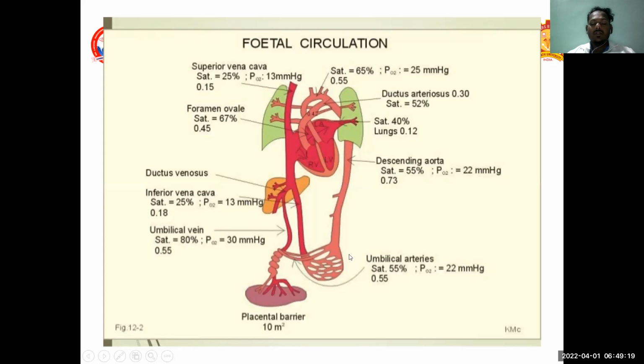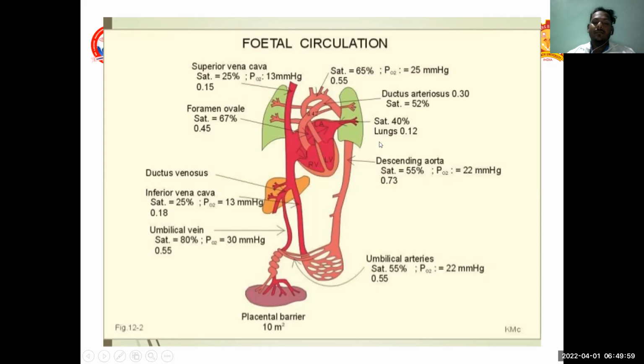So first thing we are going to see is umbilical vein. Saturation will be 80% and PO2 is 13 millimeters of mercury. In umbilical artery, saturation is 55% and PO2 is 22 millimeters of mercury. The blood in the inferior vena cava, saturation is 25% and PO2 is 13 millimeters of mercury. In descending aorta, saturation is 55%, PO2 is 22 millimeters of mercury.